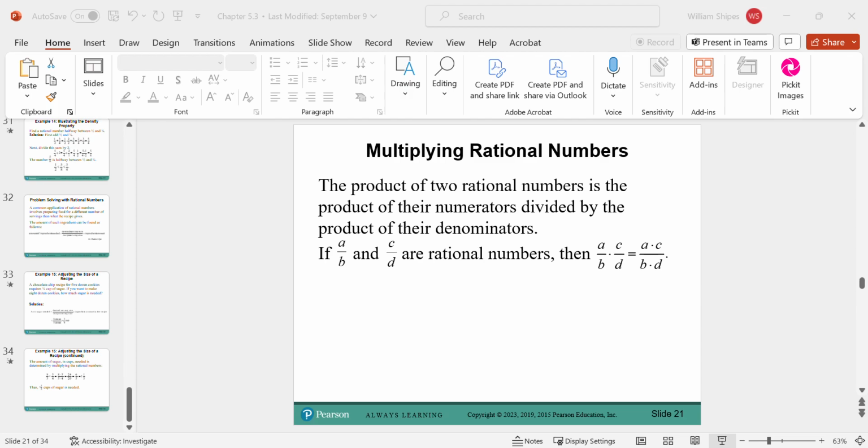So change to a multiplication using the reciprocal, multiply across. We have our final answer. We do check to make sure it cannot be reduced. Here it cannot be, so this is indeed our final answer.